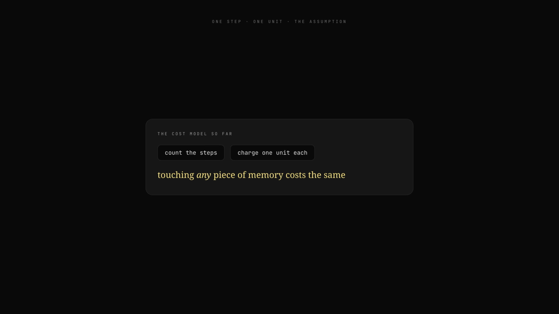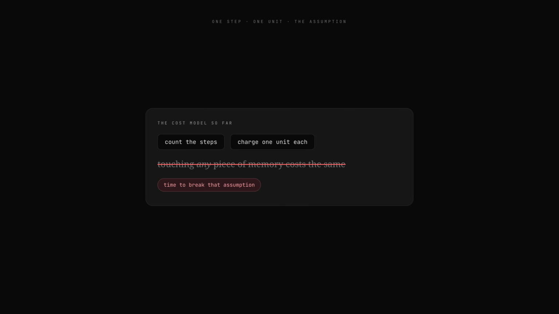Last lesson ended with a warning. The cost model we built, count the steps, charge 1 unit each, quietly assumes that touching any piece of memory costs the same. This lesson breaks that assumption, and I want to break it with a demonstration.